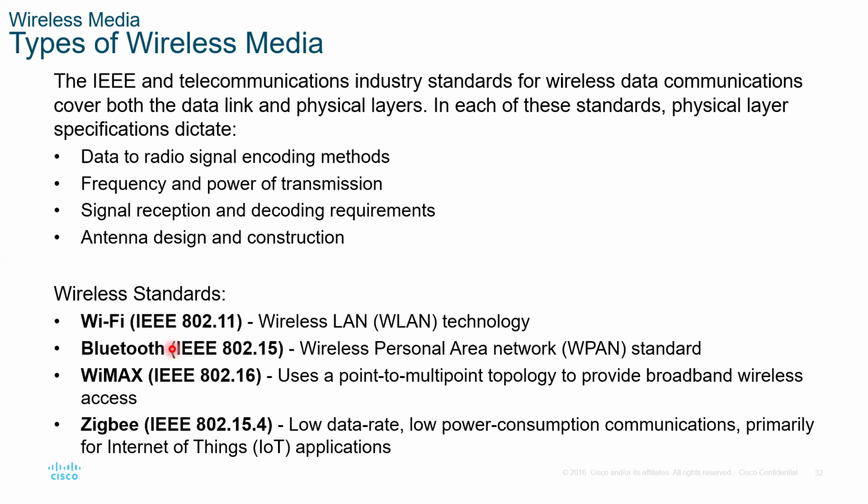These are the standards which define wireless communications. All right, and the physical layer specifications: frequency, signal reception, antenna design. Some of the standards define the frequency of transmission, power of transmission, different frequencies of transmission. Running out of time again, 10 minutes. Signal reception, antenna design, how we design antennas able to receive and transmit signals. There are standards which define that. And all those standards are found in the physical layer.